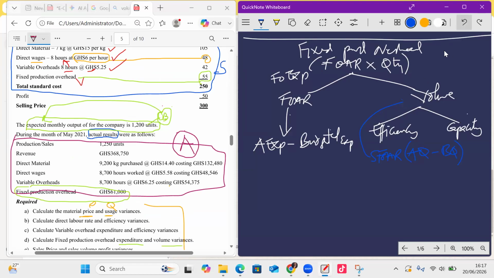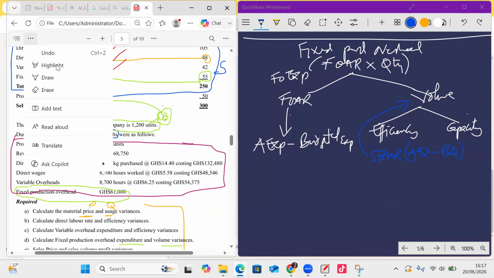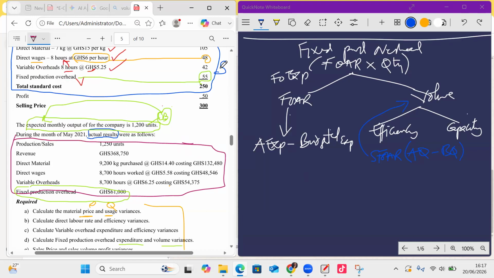So now the volume is taken care of. This formula will take care of the volume. So now also here we have three items we are going to deal with: the standard, the budgeted, and the actual. Are we good? Okay, so let's continue.